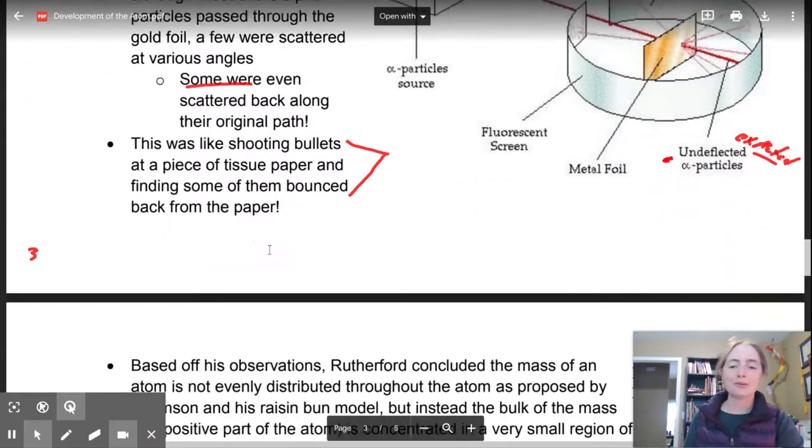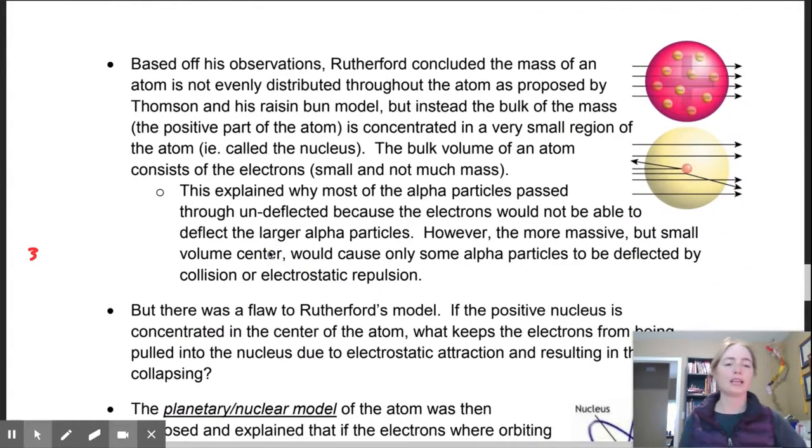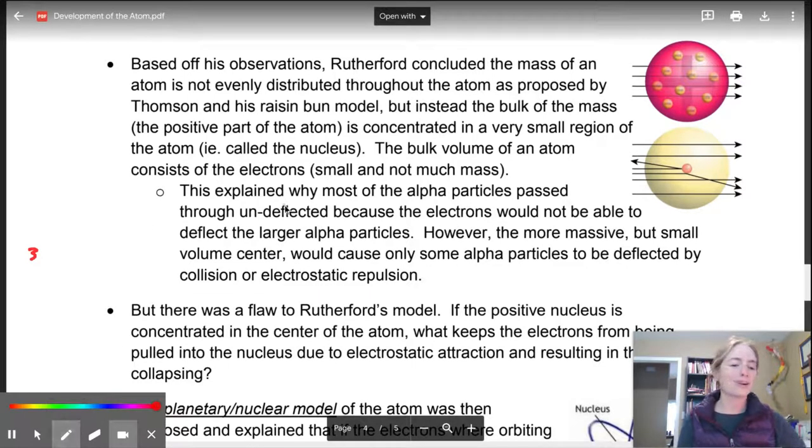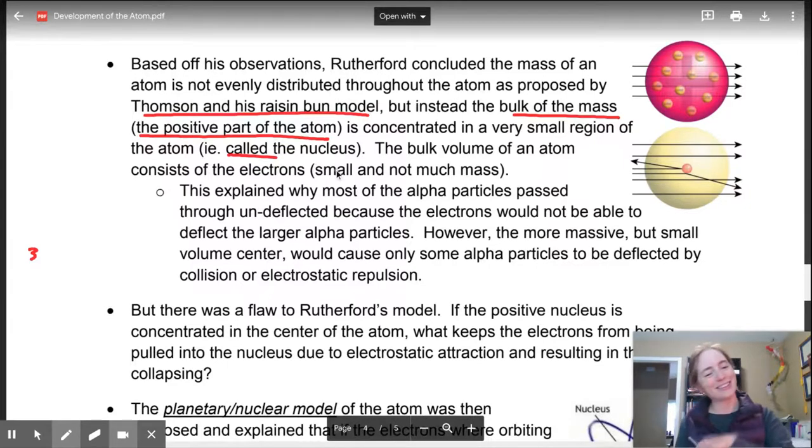Okay. So what he deduced, based off his observations, what he concluded is that the mass of the atom is not evenly distributed like he expected. Okay. Or what Thomson had expected with his raisin bun model. Okay. However, he determined that the bulk of the mass, so the positive part of the atom, was concentrated in a very small region of the atom called the nucleus. Okay. And for center. Okay. Like the nucleus of a cell, nucleus of the atom.